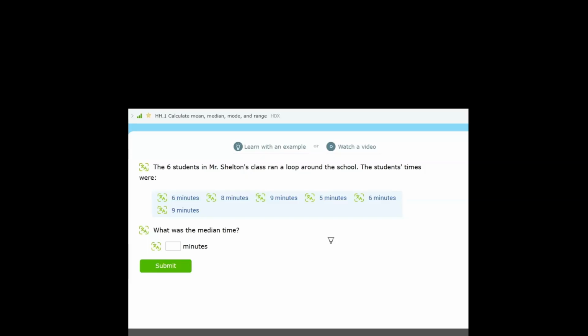So here we have a problem. The six students in Mr. Shelton's class ran a loop around the school. We're given a list of the students' times, and we're being asked what was the median time. For median, I like to think of the median as the middle number. But keep in mind, with the median you always have to sort the numbers from least to greatest.